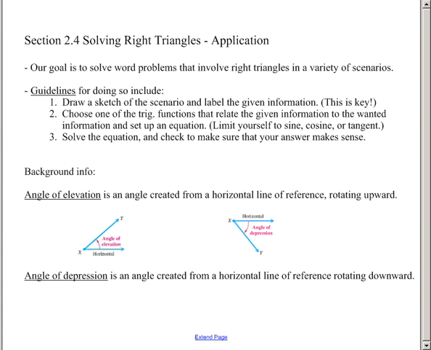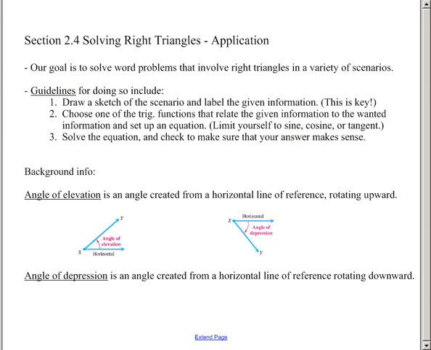Okay, section 2.4 continued. We're going to solve right triangles in terms of application, that is word problems. I'm going to give you a couple of guidelines to go by, a few details on definitions, and then we're going to jump right in and work some examples. Guidelines that you need to think about.